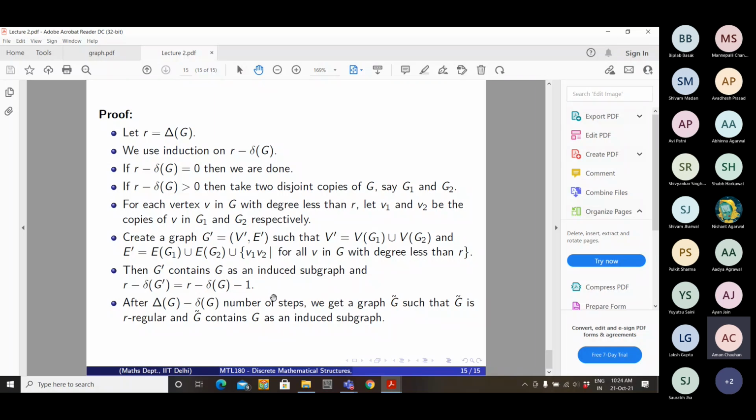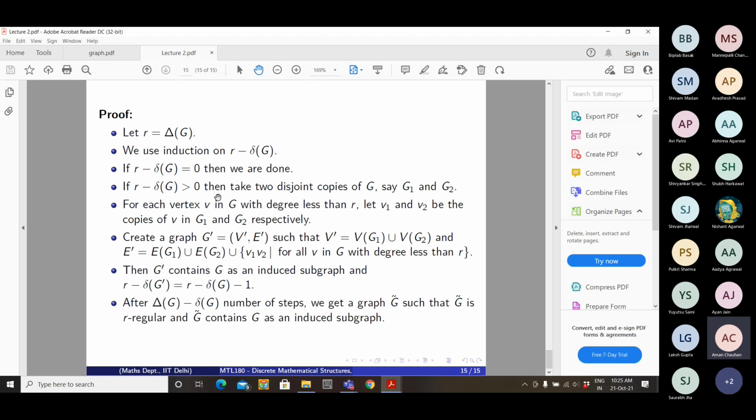See, if we look at G dash and take the vertices which were in G1, and now consider the induced subgraph on VG1, you can see that this is the same as the graph G1, right? And G1 is nothing but G. So G has a copy in G dash, and similarly G dash will have a copy in G double dash, and so on.